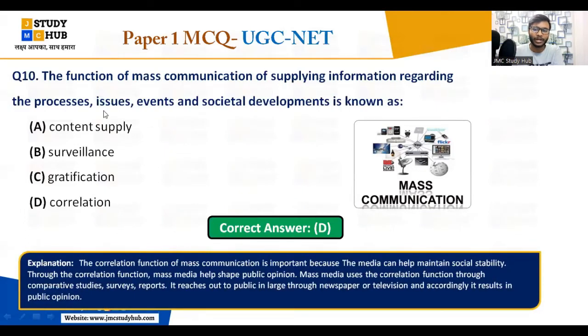Okay, correlation function, that is about the functions of mass communication. There are different functionalities, like information, entertainment, that is surveillance, as well as correlation. Okay, these are the functions of mass communication. So here the appropriate one, in order to supply information regarding the process, issues, and societal development, is correlation.